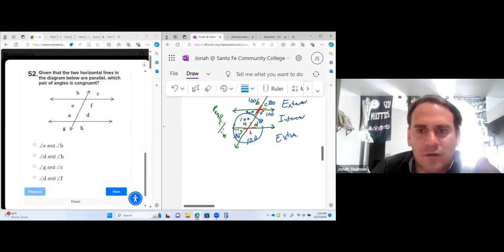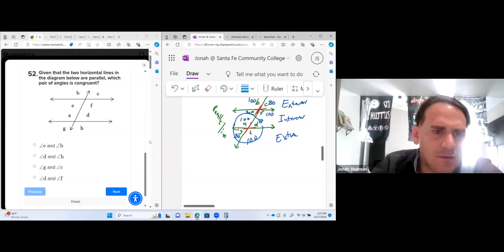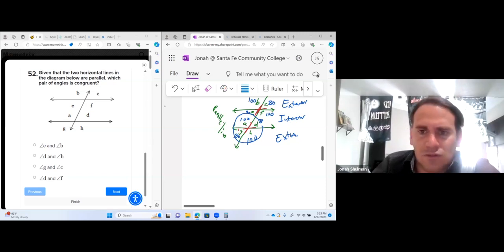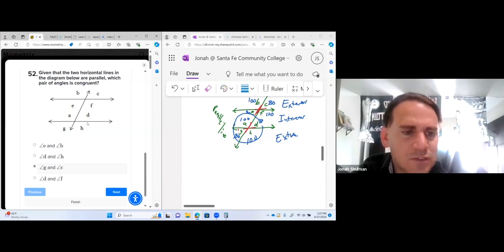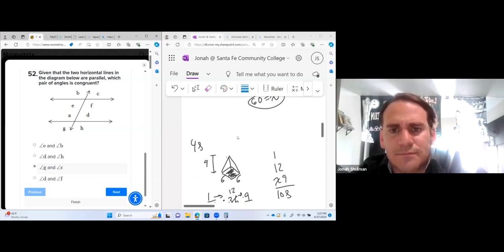Let's see what we have. Does E match to B? Nope, they make a straight line. Does D match to H? Nope, they make a straight line. Does G match to C? If I take G and I drop it up, it's E, and E matches to C. So G and C are a match. It's C. And D and F, nope, they're on the same side, so they make a straight line. So 52's got to be C.